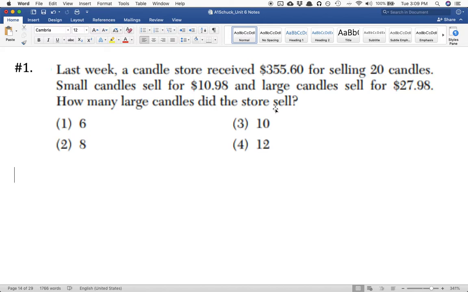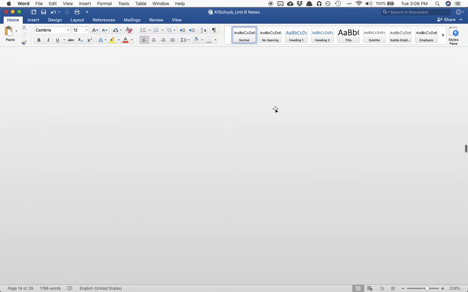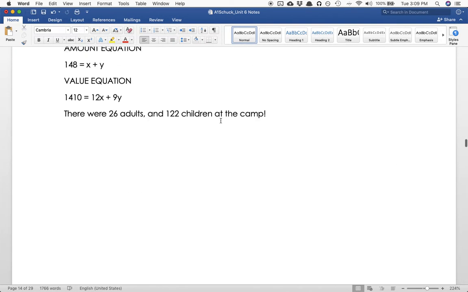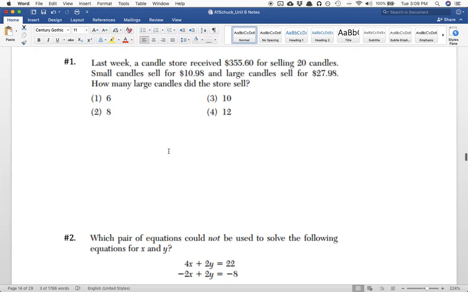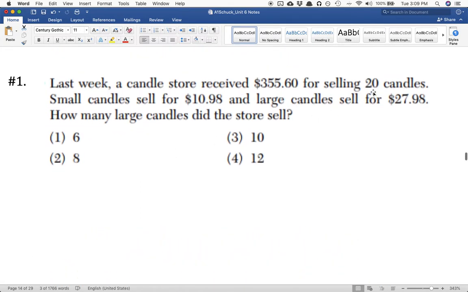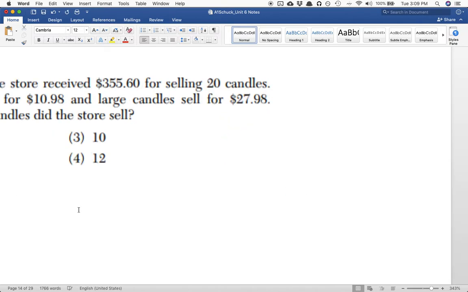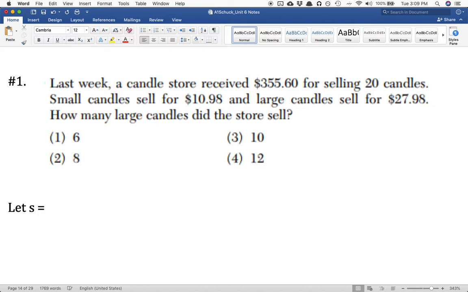So this word problem is an example of one of our amount and value problems, right? If you look at this problem, I have a total amount of 20 candles and my value is 355.60. I have small candles and large candles as my two things. So let's get to it. Let's set this up. Let S equal the number of small candles and let L equal the number of large candles.